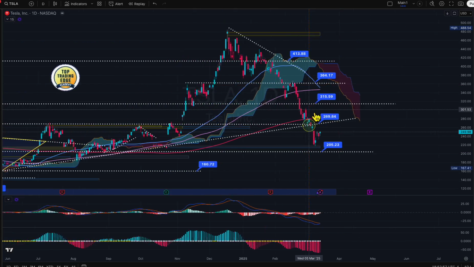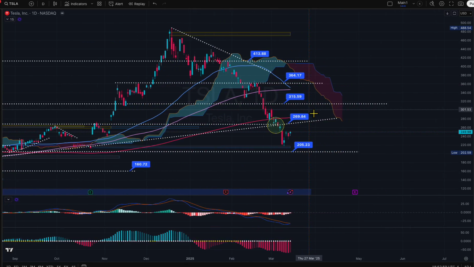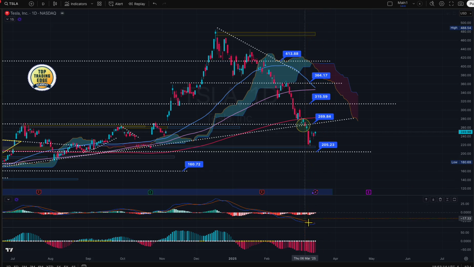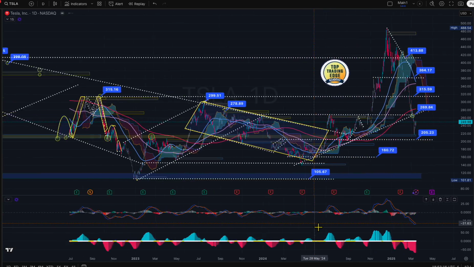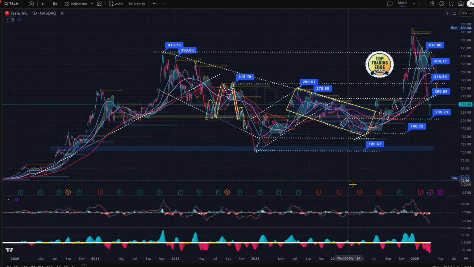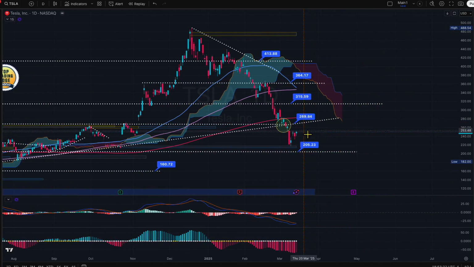Okay, Tesla. So Tesla trying to poke through the 100 SMA. Conditions are horrible, and we came back to the lower level. So Tesla was almost 488 and now it's 250. Okay, curling up, MACD curling up, man. Tesla is oversold, folks. Okay, super duper oversold. That's why you can expect a bounce to 200 SMA.